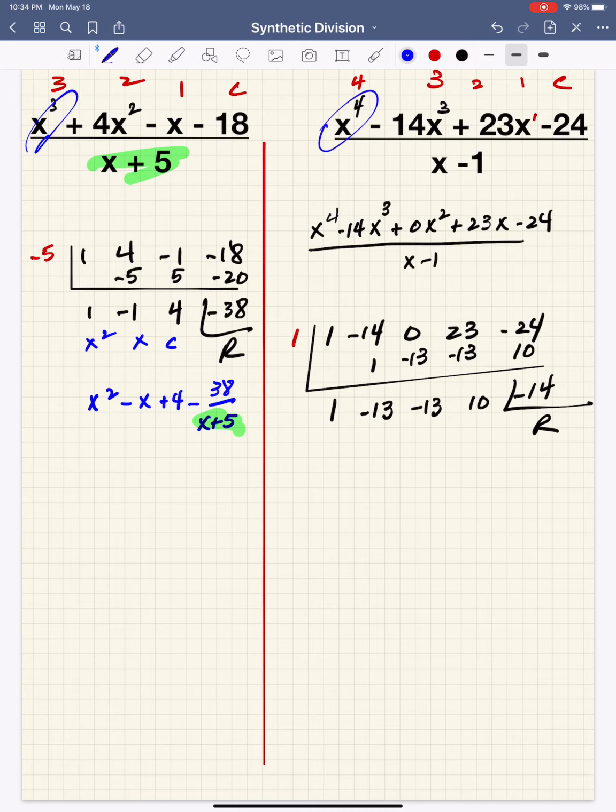Again, this problem started with x to the fourth, so we have x to the third, x squared, x, and a constant. So your answer is x to the third minus 13x squared minus 13x plus 10 minus 14 over x minus 1. And just for good measure, here's where the x minus 1's come from.